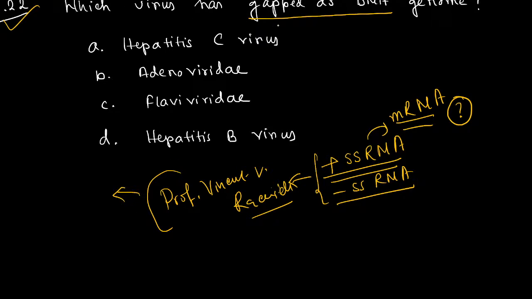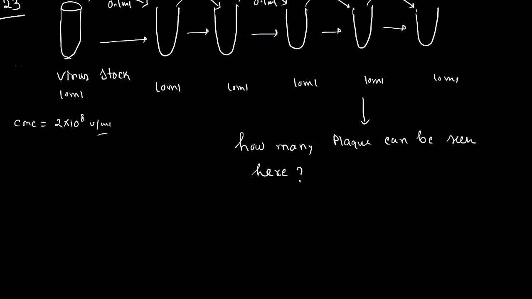Okay, so which virus has gapped DNA? It is hepatitis B virus. Yes, it is hepatitis B virus because you can see here that something is incomplete. The double-stranded DNA genome is not complete in the case of a gapped DNA genome.